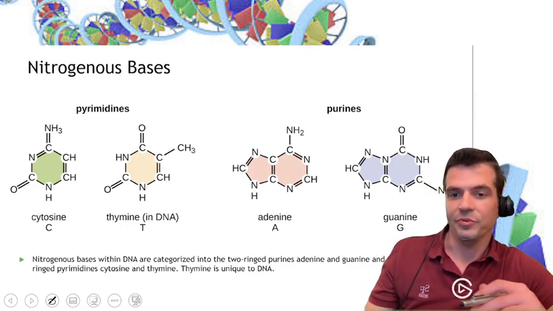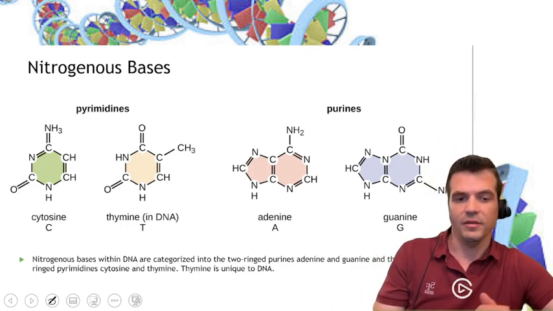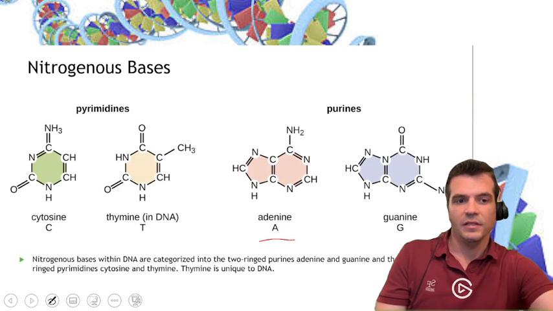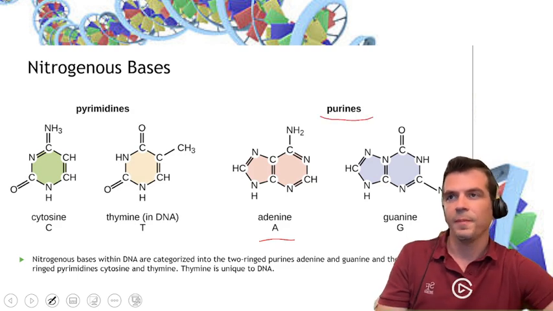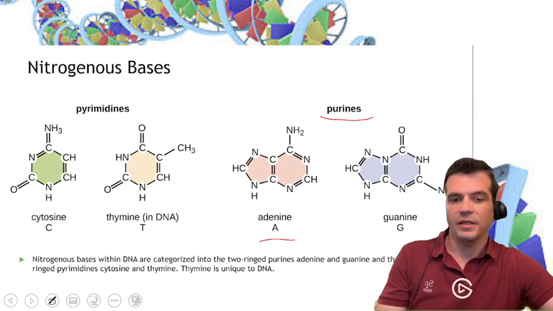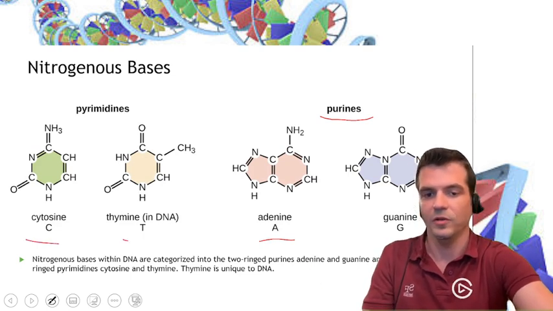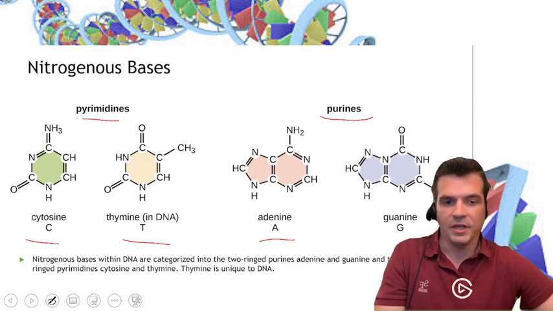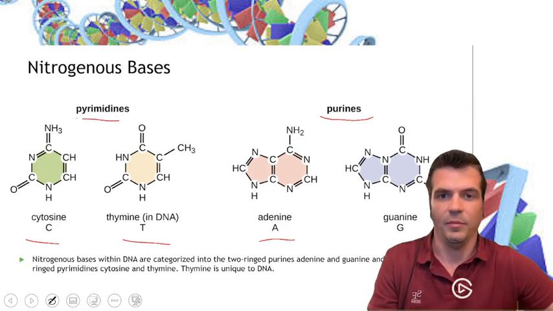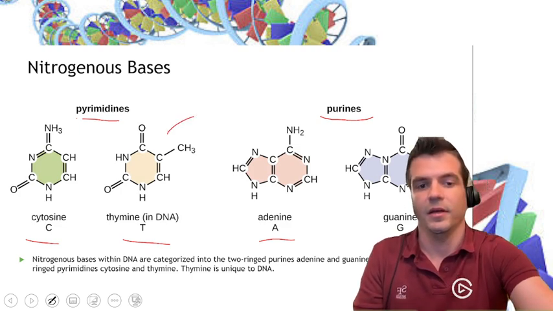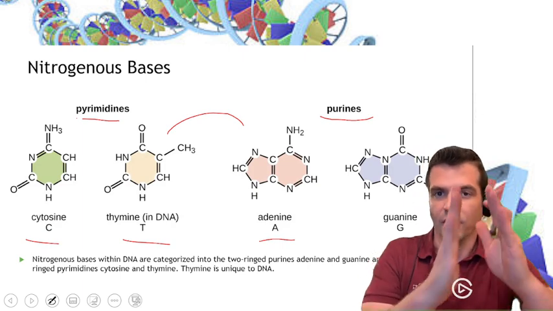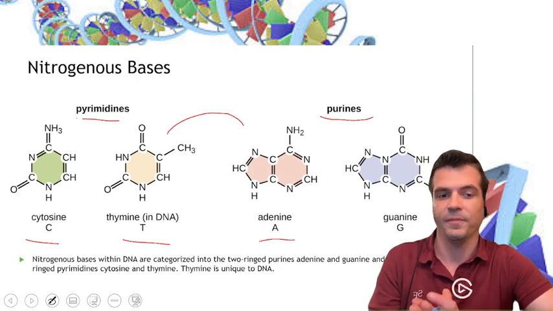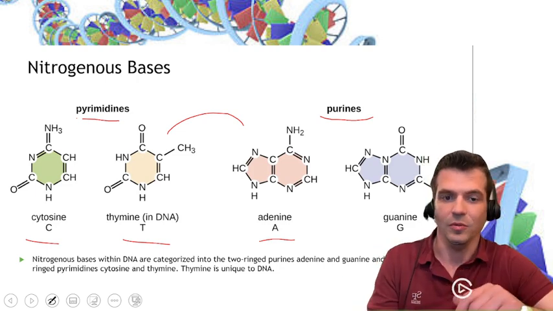So, without further ado, the 4 bases. We already saw adenine. We have adenine and guanine. These make up our purines. And then our cytosine and thymine. Those make up our pyrimidines. And interestingly enough, a pyrimidine and a purine pair with one another on complementary strands. So an A and a T will always pair together. A G and a C will always pair together.